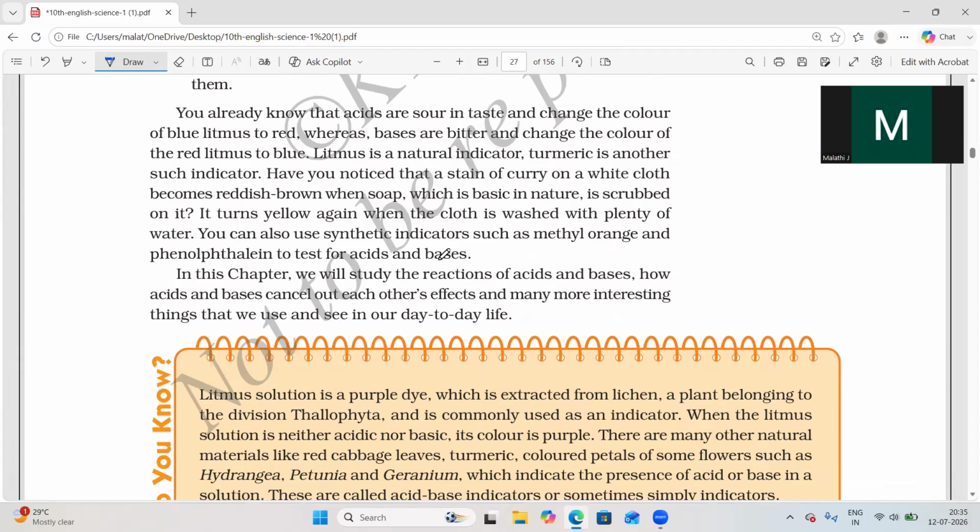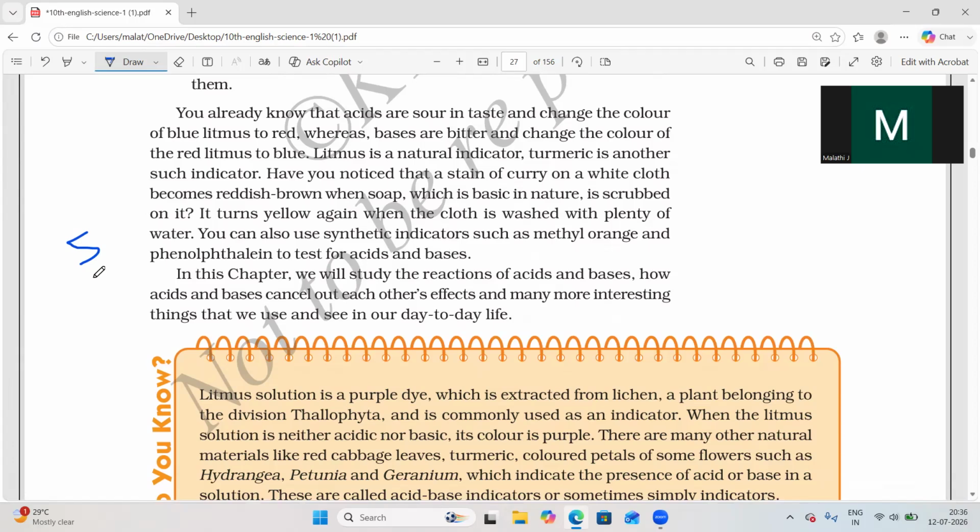the substance that gives H plus ions during a chemical reaction is called an acid. Acids have two types: one is strong acid, one is weak acid. Strong acids means the acids which completely dissociate in water. Dissociate means break down. It will completely break down in water.